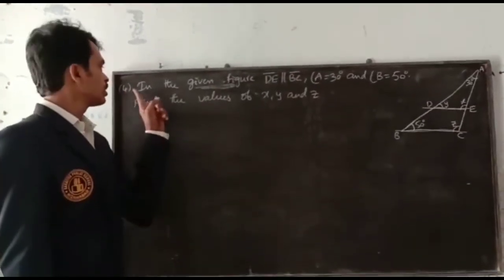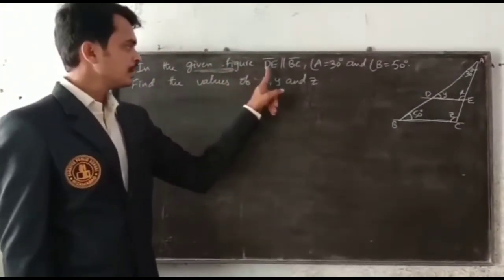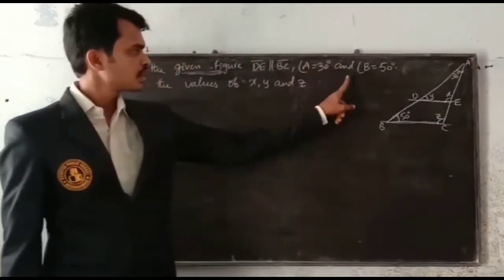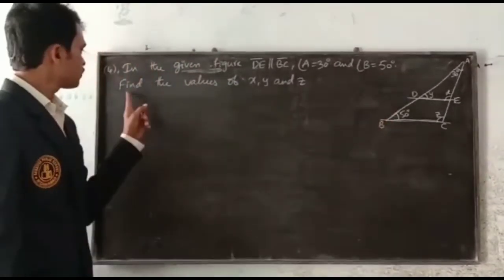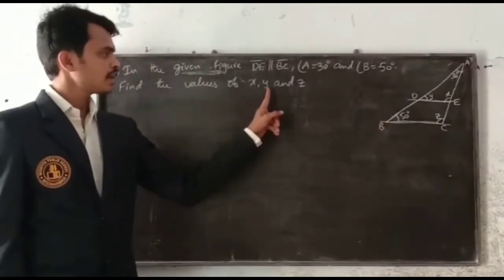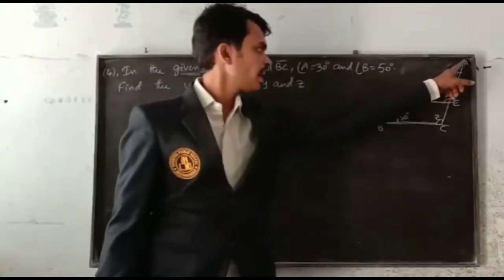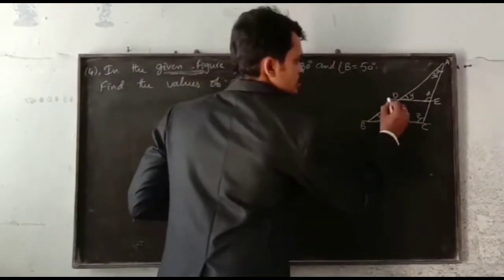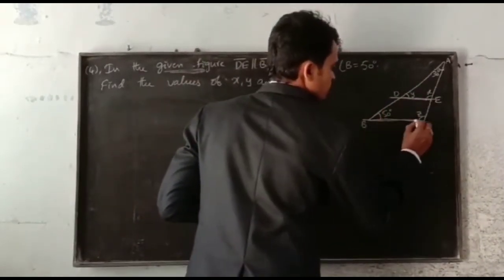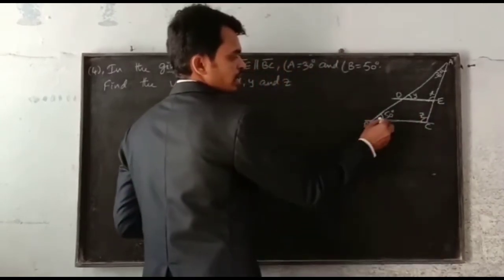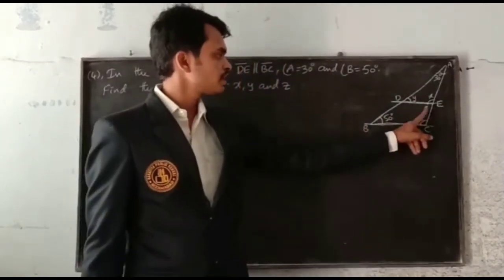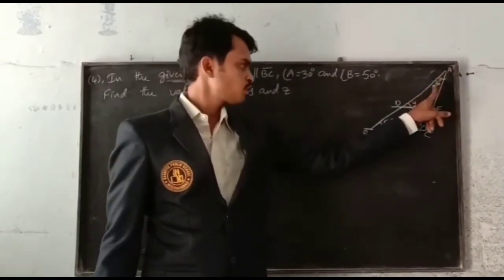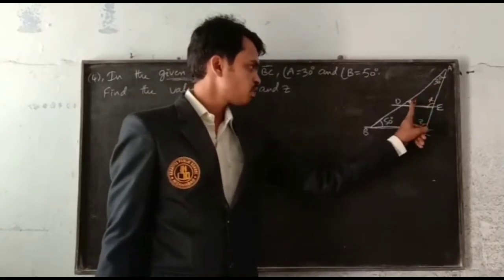Fourth problem. In the given figure, DE is parallel to BC and angle A is equal to 30 degrees and angle B is equal to 50 degrees. Find the values of x, y and z. So this is a triangle ABC. This DE is parallel to BC. Here angle B is 50 degrees, angle C is z, angle E is x, angle D is y and angle A is 30 degrees. So we have to find out the values x, y, z.